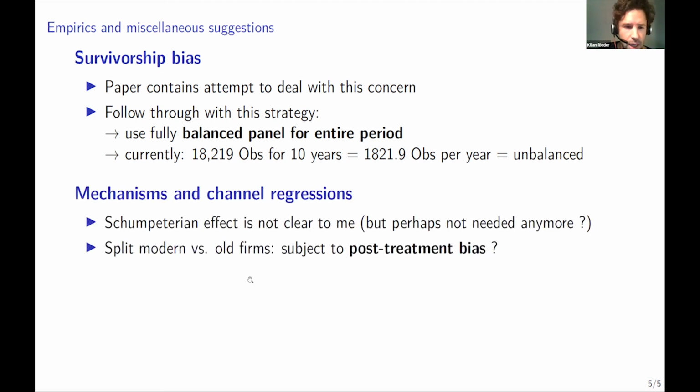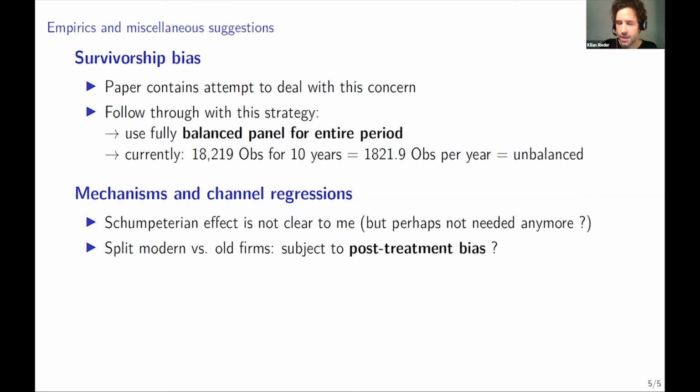And then with regard to the mechanisms and the channels, I'm not sure about the Schumpeterian effect, and I don't really understand how it works, and that's perhaps also related to what I just said before. But perhaps it's not really needed anymore in order to explain what's going on in the paper.